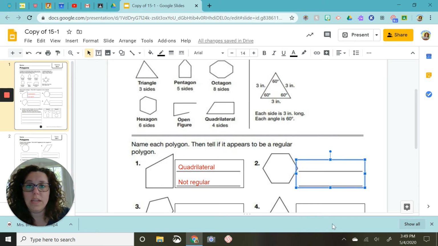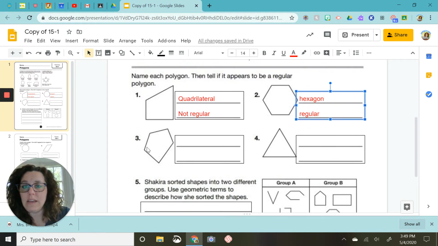Okay, this one is a hexagon. And it looks like those typical shapes that we practiced when we were in kindergarten and 1st and 2nd grade. It looks like all the sides are equal, so I'm going to mark this as regular, and my word hexagon just disappeared, so I'm going to retype that. Okay, this one is a 5-sided shape, and any 5-sided shape is called a pentagon. And it looks as if these are not all equal, so I'm going to put not regular.